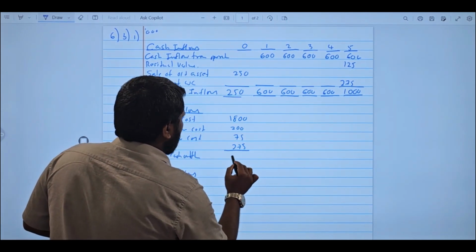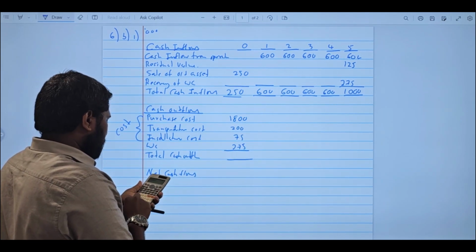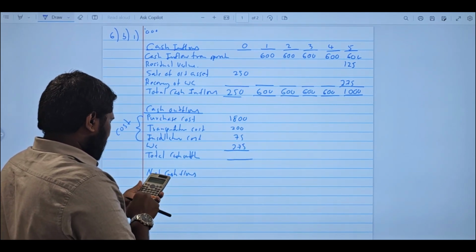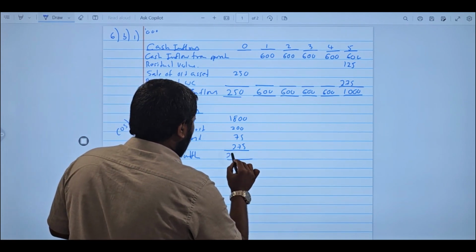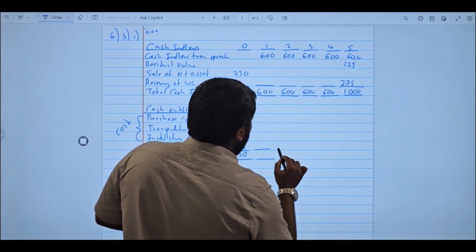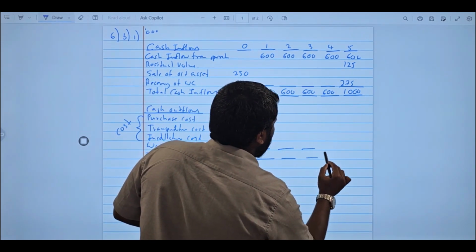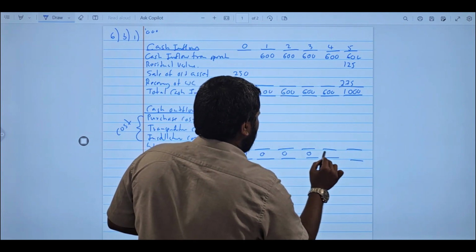Let's take the total outflows. Here 1800 plus 200 plus 75 plus 275. I am getting a value of 2350. Remaining years nothing. The value is going to be 0.